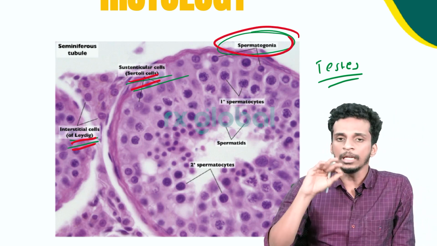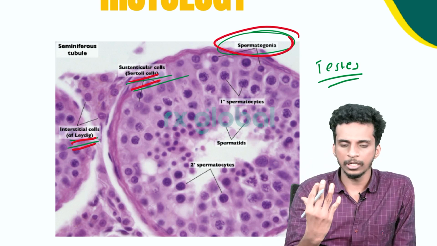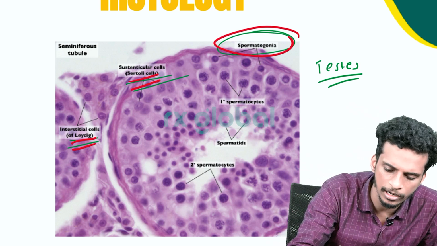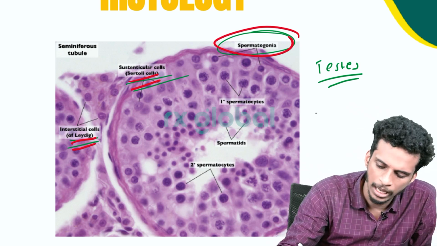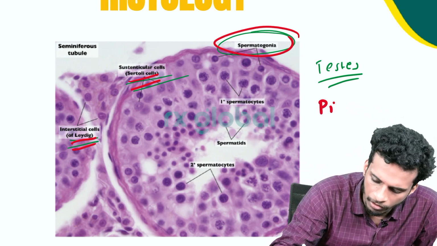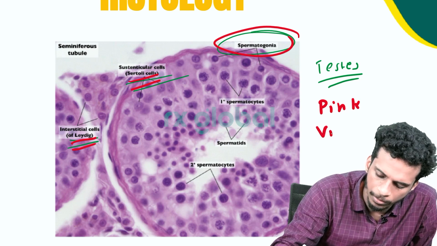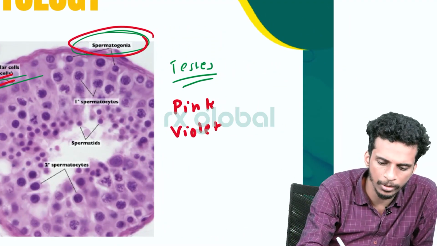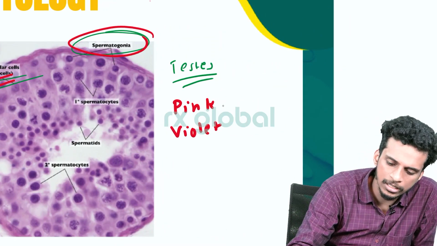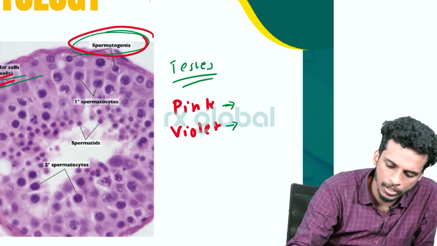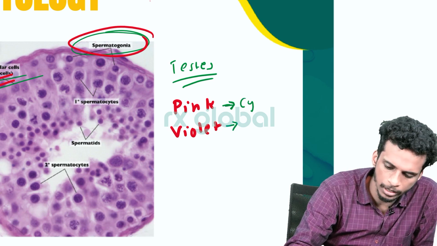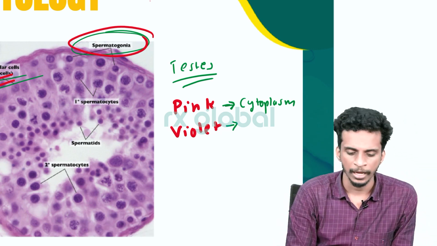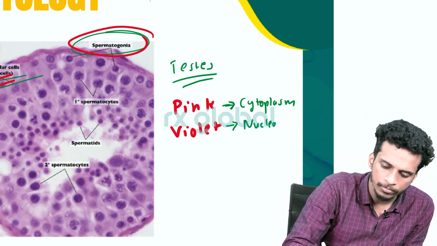In any histology section, there are usually predominantly two colors. One will be a pink color, and the second one will be a violet color. Now remember that this pink color is usually the color of cytoplasm. So cytoplasm usually takes pink color, and nucleus usually takes violet color.